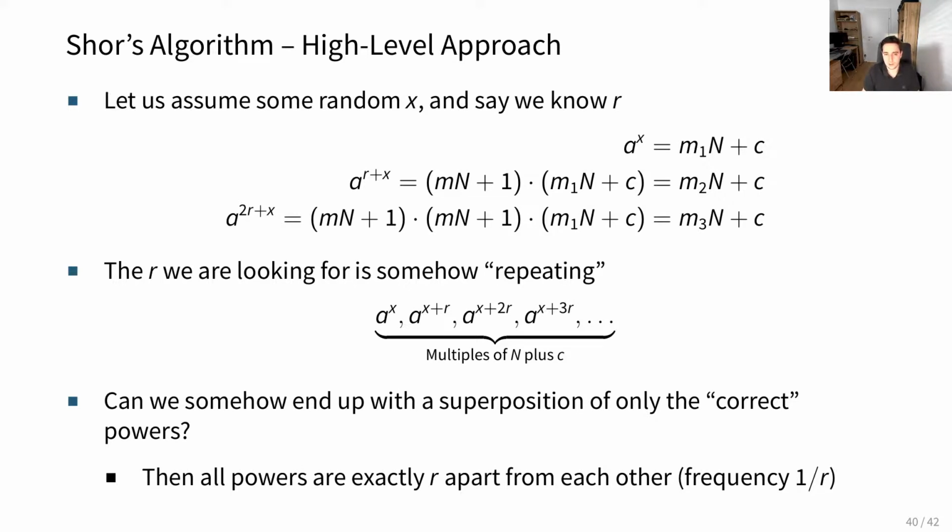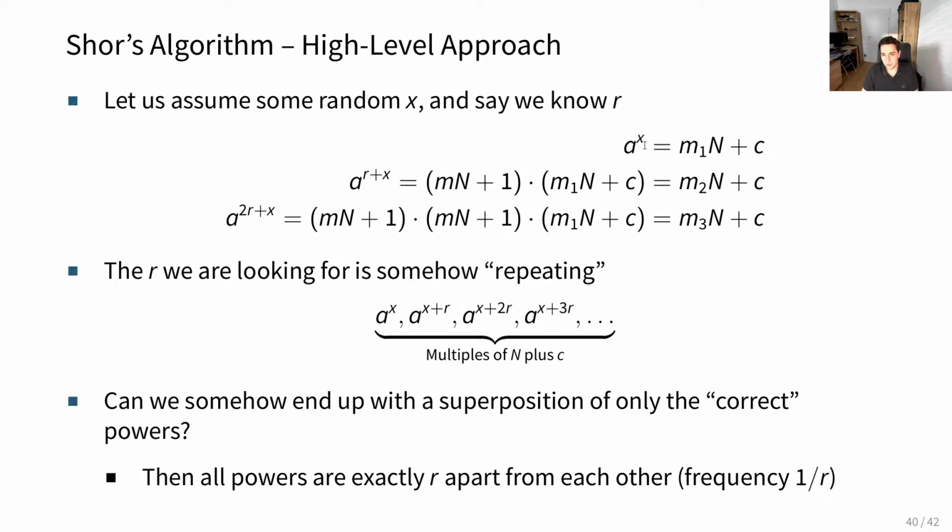And the high-level approach is this one. Let us assume that we have some random exponent, and actually we don't need to know R for that to be the case, so you can just ignore this line here. Then of course it holds that A, our random guess at the beginning, to the power of this random exponent is some multiple of n, which we don't know, plus C. We want this C to be 1, right? But we don't know yet what it is. Of course it will be some multiple of n plus C.